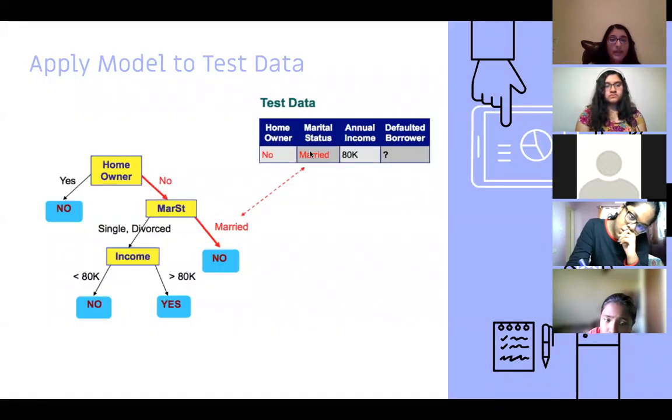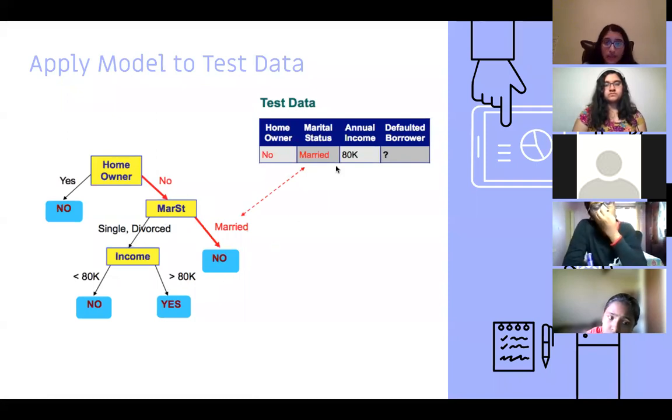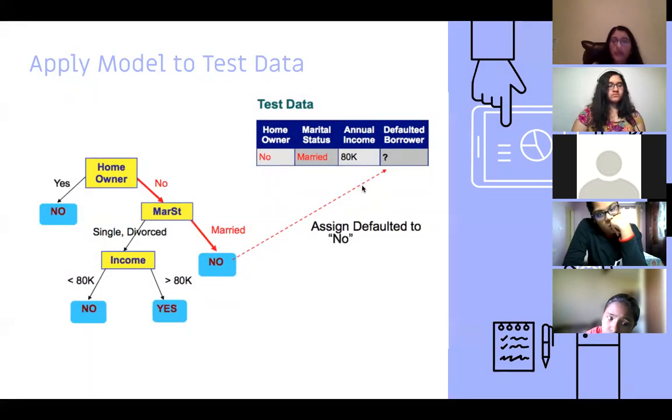So we see that they are married, so we go here, and now it is the end of the decision tree. There's no other question here, right? It says no. This means it will classify this particular test data as not a defaulted borrower. So we assign defaulted to no. That's the class it will be assigned to.